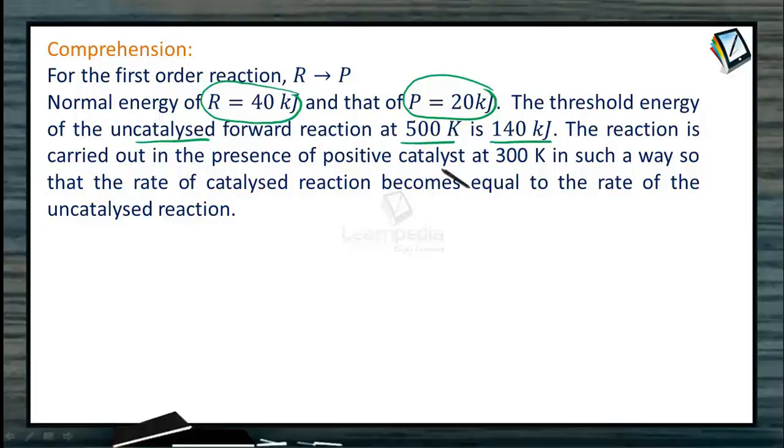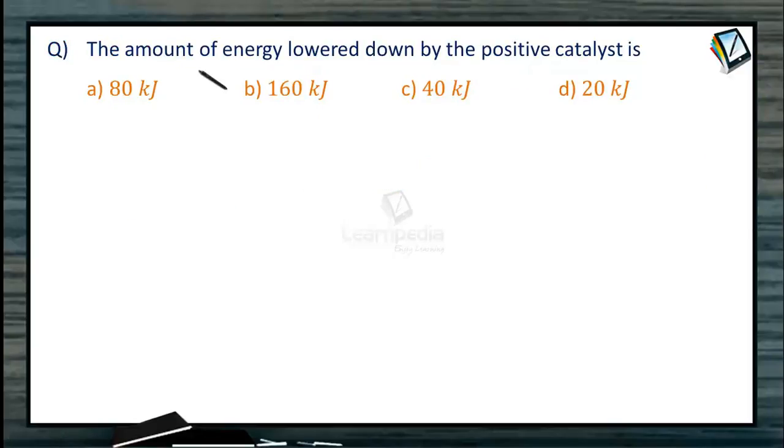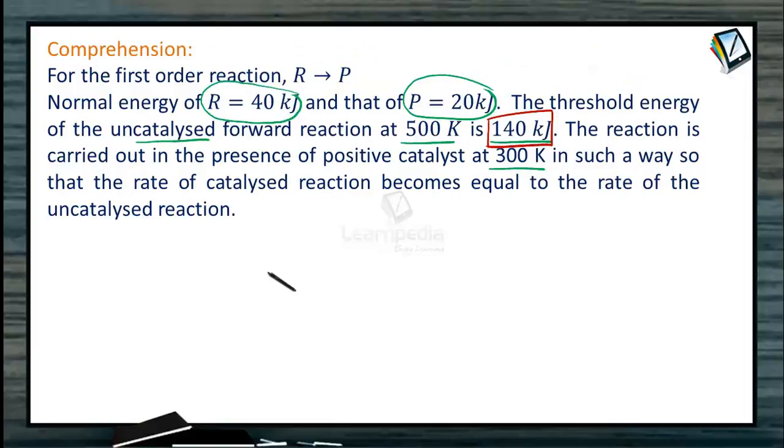Whereas the reaction is carried out in presence of a positive catalyst at a temperature of 300 Kelvin. So this is the data given in the comprehension. We need to find out the amount of energy lowered down by the presence of positive catalyst. So let us go back to the comprehension and see how to solve this.